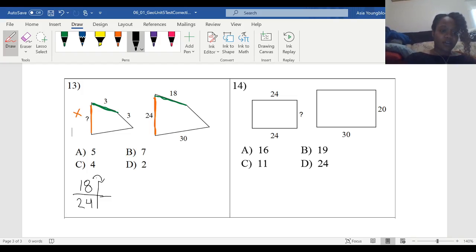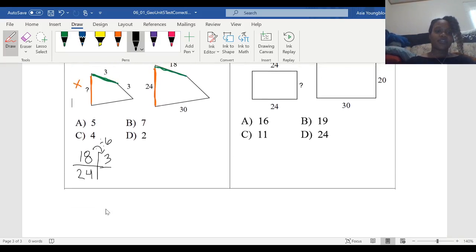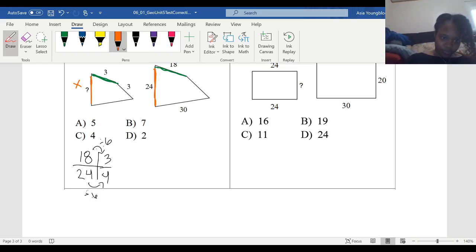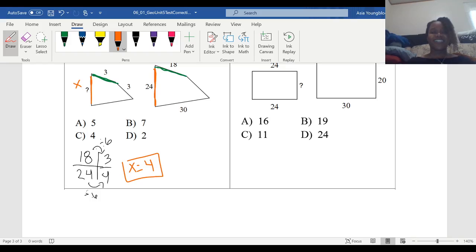So if we scale down the 18 by dividing it by 6, we would get that side length 3, and we have to make sure we are scaling down by the same amount with this other side length 24. So if we divide this side length by 6 as well, we would realize that this missing side length x has to equal 4, because 24 divided by 6 gets us 4. So our final answer for this one is C.